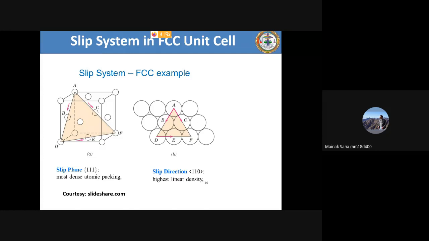So similarly, sir, what is bar 1? Bar 1 is minus 1. In crystallography, we call minus 1 as bar 1, actually.